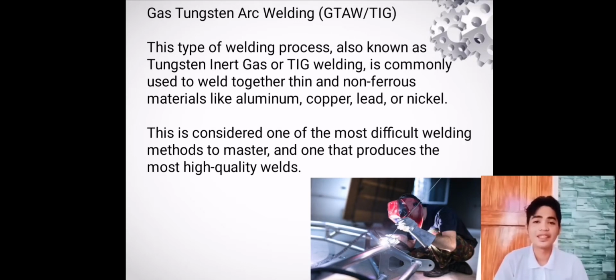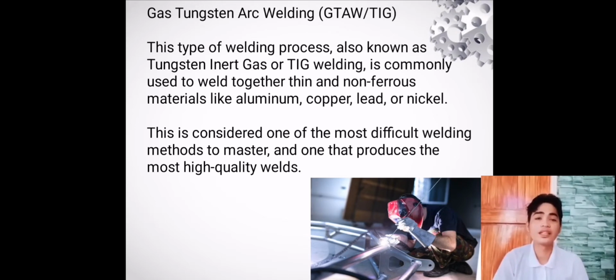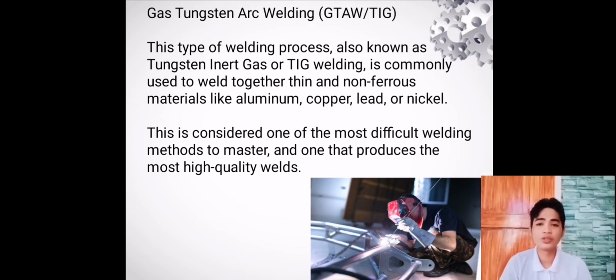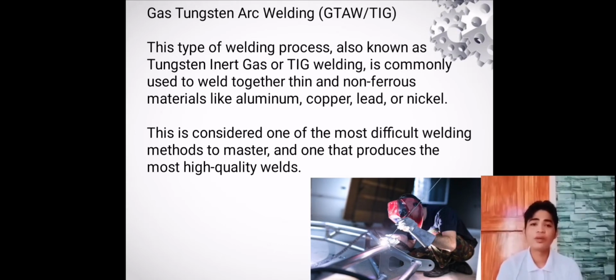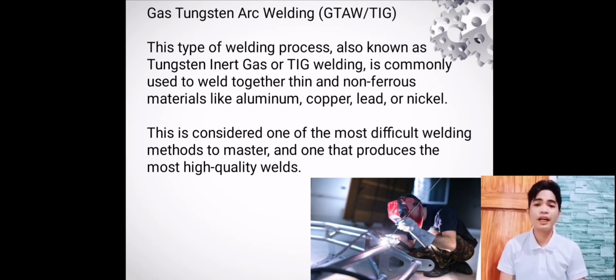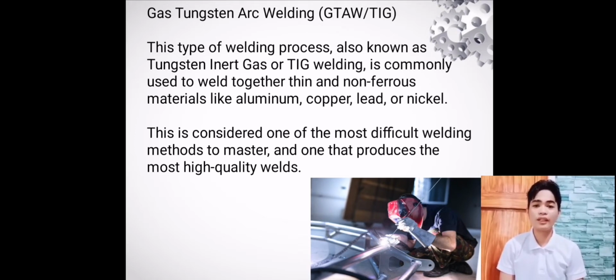Second, gas tungsten arc welding, GTAW or TIG. This type of welding process, also known as tungsten inert gas or TIG welding, is commonly used to weld together thin and non-ferrous materials like aluminum, copper, lead, or nickel. Ang ganitong proseso ng pag-welding ay isa sa pinakamahirap na pamaraan because it requires you to coordinate both hands and one foot all at the same time.